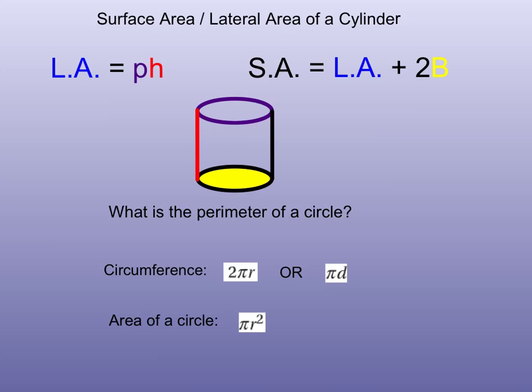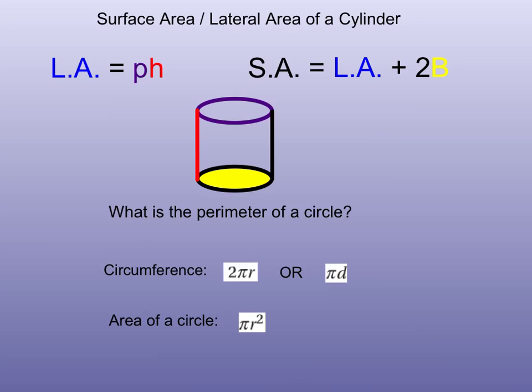So we need to figure out how we find the surface area and the lateral area of a cylinder. Well, the formulas are the same. Lateral area is still perimeter times height. Surface area is still lateral area plus 2 times the area of your base. However, we need to think, what is the perimeter of a circle?